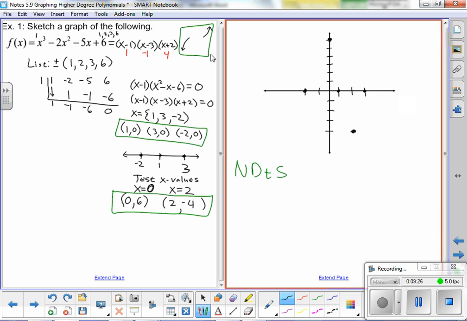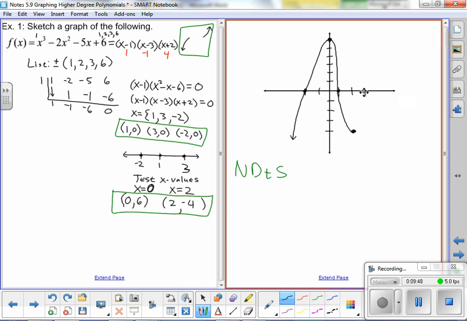Now I'm going to put my end behaviors in. I know the left side keeps going down after this point right here. So I'm going to make this point come down. And I know it's going to go up to hit this one, then down to come to this one, then up. Now before I keep drawing up, I need to figure out, is this going to come past this last one, or is it going to hit it and then bounce back down?